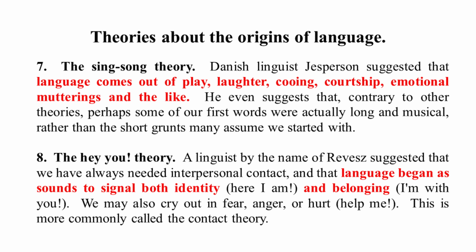7. The sing-song theory. Danish linguist Jespersen suggested that language comes out of play, laughter, cooing, courtship, emotional mutterings, and the like. He even suggests that, contrary to other theories, perhaps some of our first words were actually long and musical, rather than the short grunts many assume we started with.